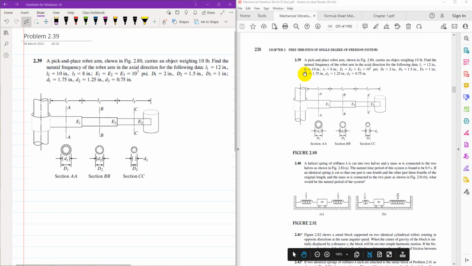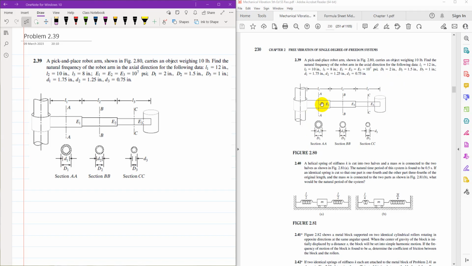The statement of the problem is: a pick and place robot arm carries an object weighing 10 pounds. Find the natural frequency of the robot arm in the axial direction for the following data. L1, L2, L3, E1, E2, E3 are given, and then the outer diameter and the diameter of the shaft are given. So we are going to find its natural frequency in the axial direction.